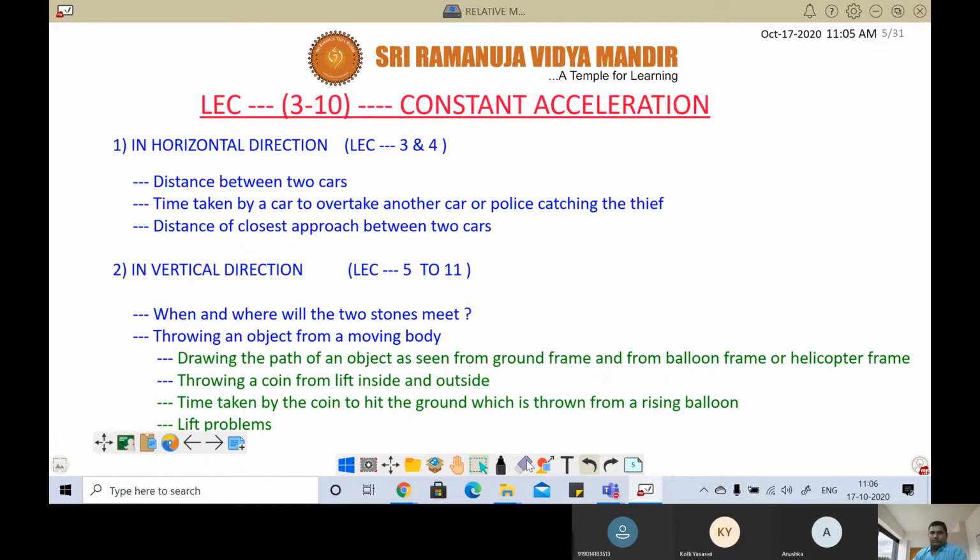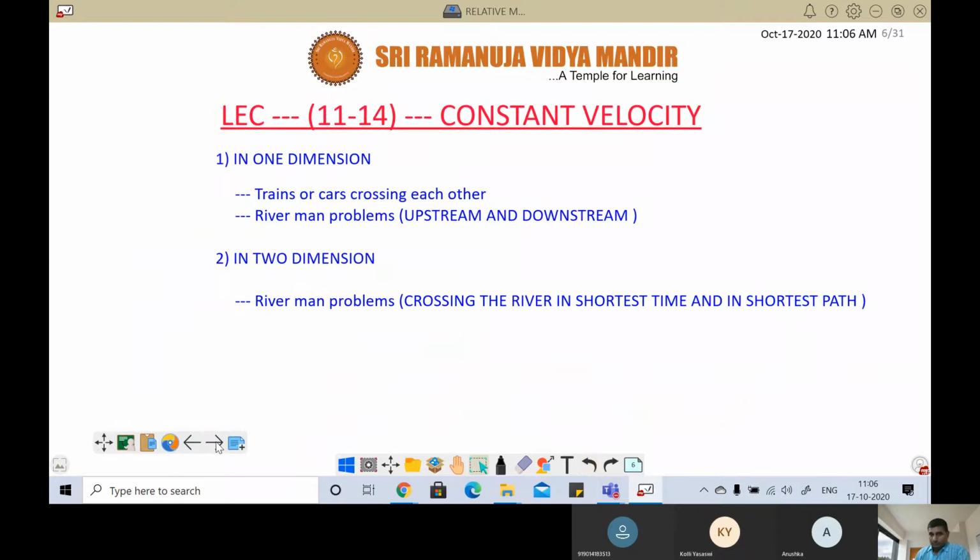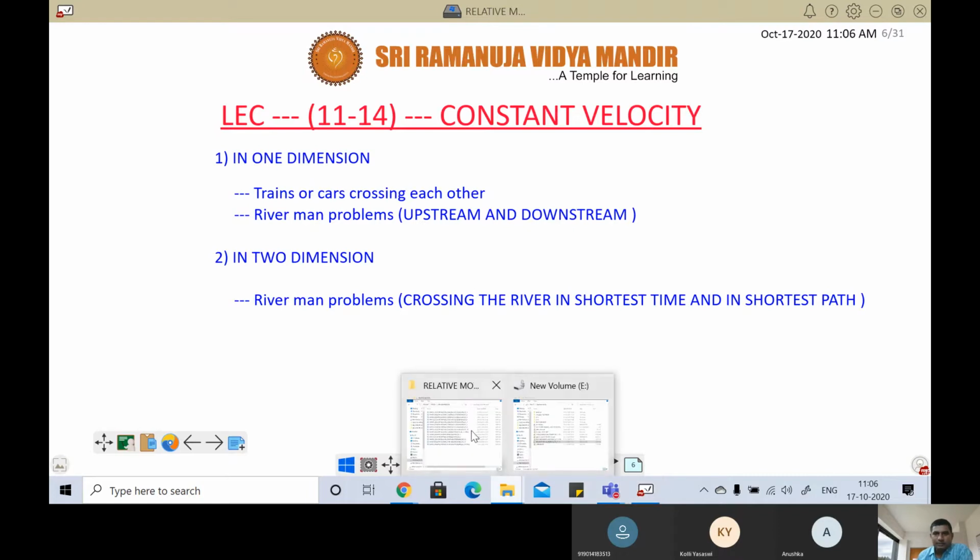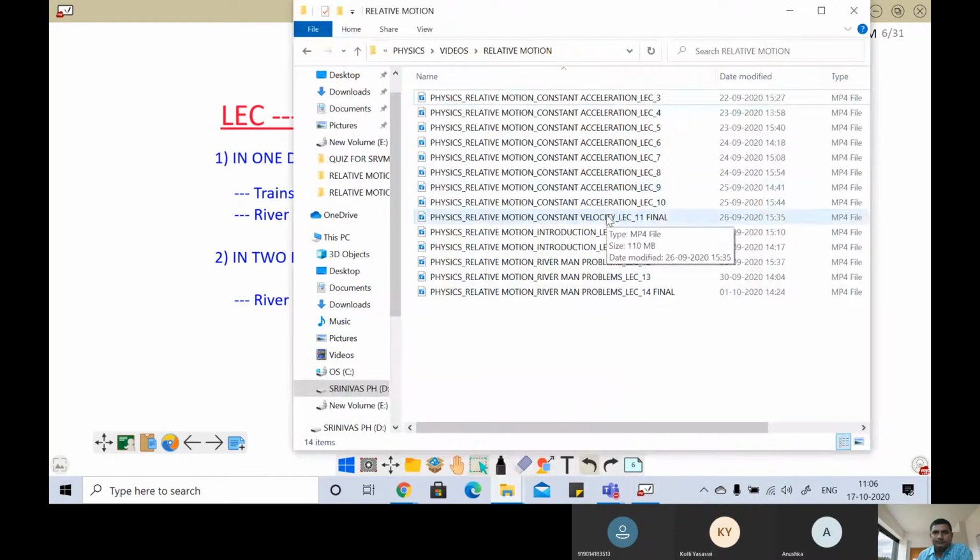Okay. So if you don't have any doubts, then we'll go to the next one, that is called constant velocity. Sir, we'll go forward with these ones because I don't think we have doubts. Okay, okay. So then constant velocity I'll go. So this is from lecture 11 to 14. Let me take this one, lecture number 11.